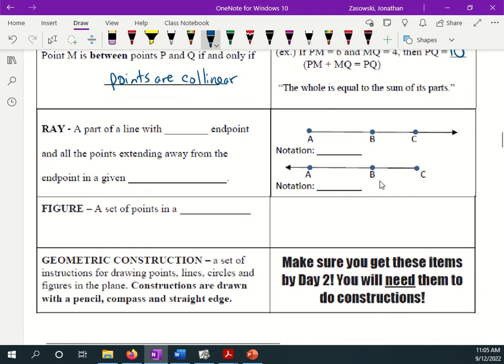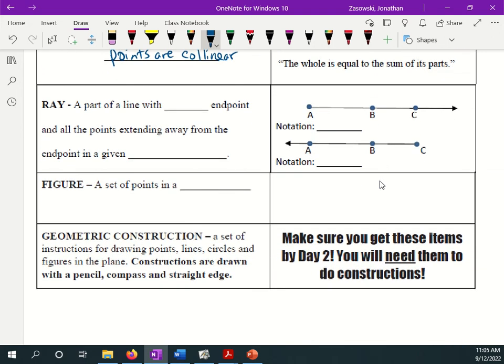Ray. It's a part of a line, but it has one endpoint and goes on forever. Everyone's favorite band, all right, look at that, Sadie is inside, right? So it's got one endpoint and extends away from the endpoint in a given direction.